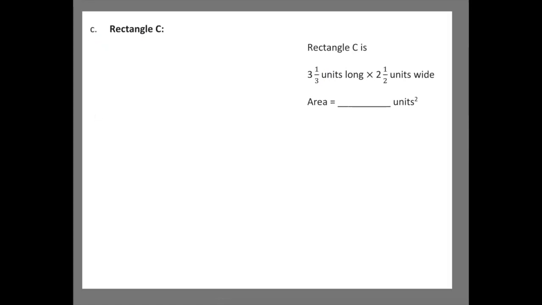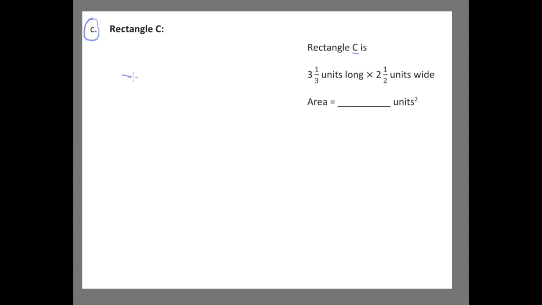Okay, kiddos, so we are going to continue here in lesson 11. We're going to look at letter C, where we're going to use that tiling method to find partial products of two mixed numbers, and then we're going to arrive at a final area. So let's take a look at this. So we have another rectangle. This is rectangle C. We are given the dimensions that are going to be 3 1/3 units long by 2 1/2 units wide. So again, we are going to draw that rectangle.